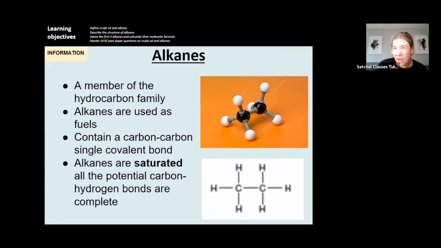Again, if you're not sure why, it might be an idea to go over bonding again. A carbon atom has four electrons in its outer shell because it's in group 4.